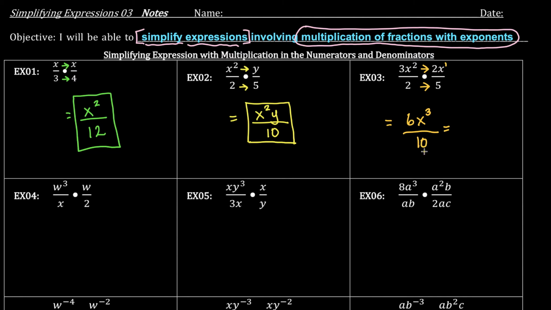Now, be careful because you can reduce here. Divide by 2, that is 3. Divide by 2 here, I get 5.